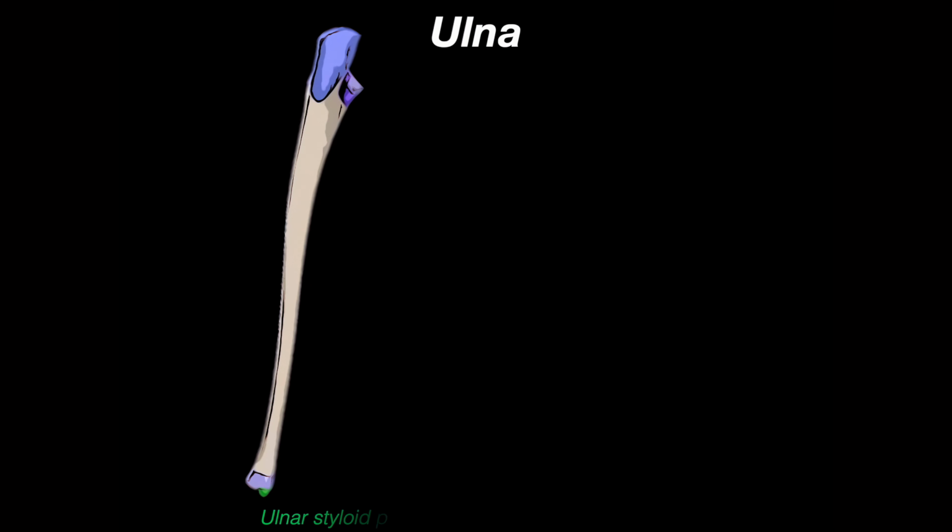The head of the ulna is located by palpation of the medial aspect of the wrist. The ulnar styloid process is easily identified by the large prominence on the medial side of the dorsal aspect of the wrist joint.